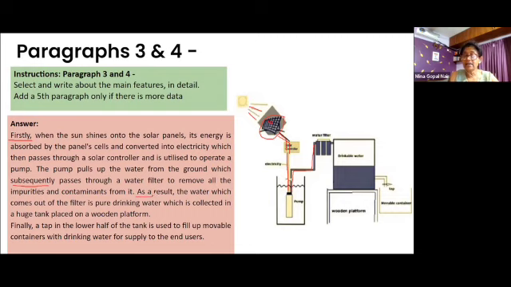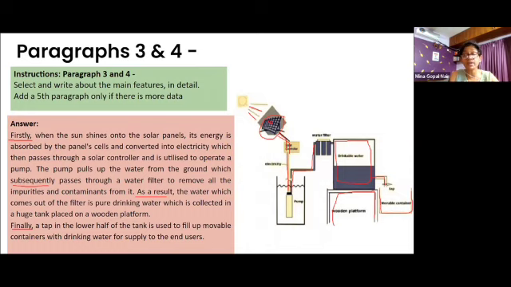As a result, again, a linking word. As a result, the water which comes out of the filter is pure drinking water, which is collected in a huge tank. So this is a tank. The drinking water is collected in a huge tank, which is placed on a wooden platform. Next, finally, the last part of the process. So finally, a tap in the lower half of the tank is used. You can see this tap here is used to fill up movable containers. Here it is labeled as a movable container.